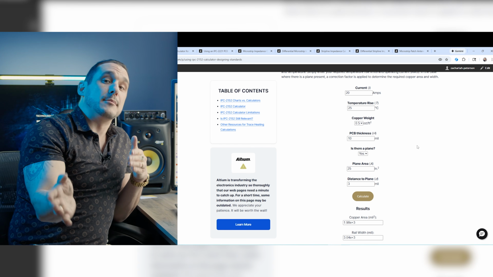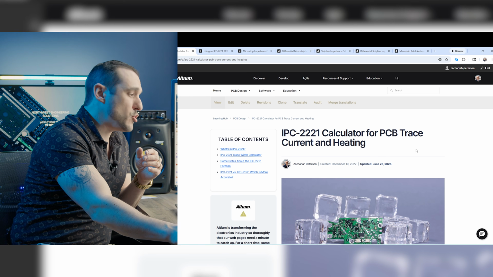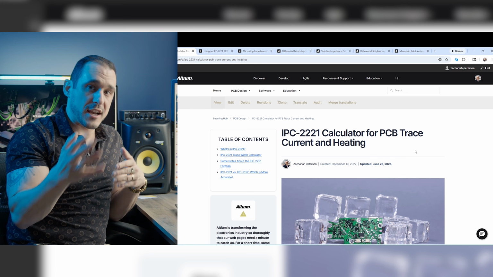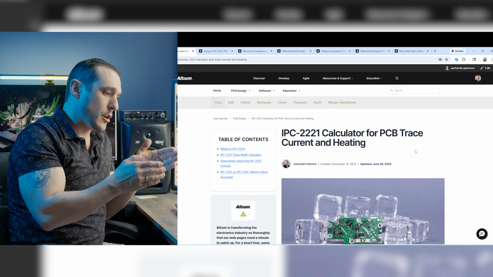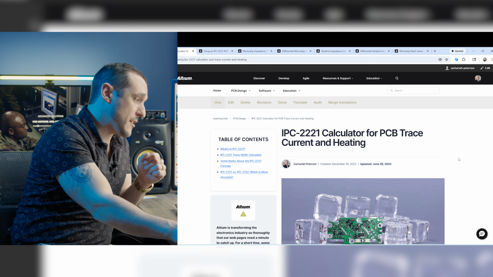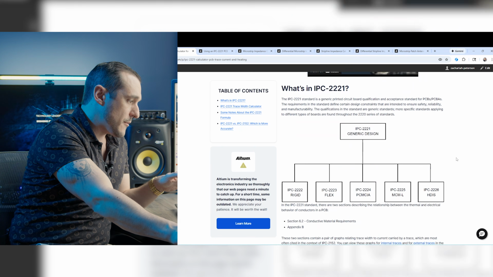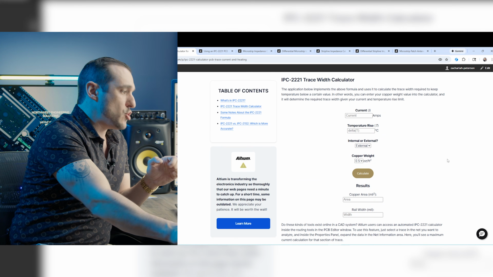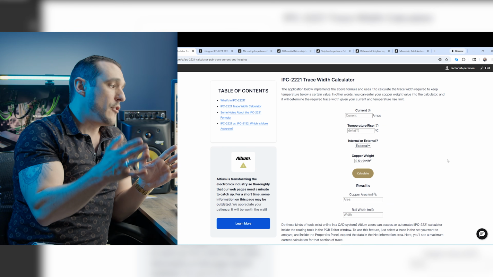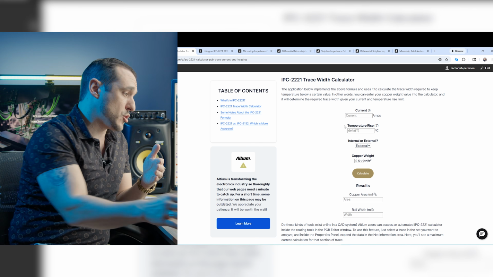Now there is a similar calculation procedure or formula specified in the IPC 2221 standards. However, as I have discussed with other experts in the field, and in particular with Mike Jouppi, who helped develop the IPC 2152 standard, the 2221 standard is way overly conservative. Now, if you plug similar numbers into this calculator, you will find that the copper area that you need for the same temperature rise limit with the same amount of current is actually much larger.